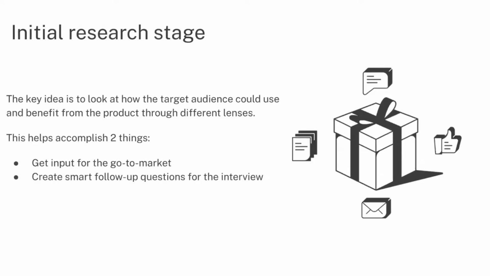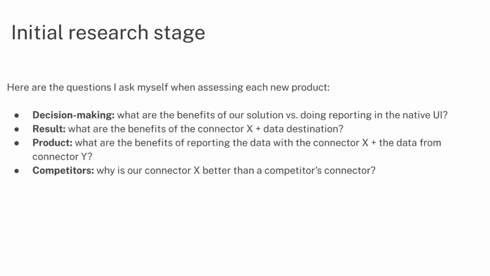So let's start with the first part, the initial research stage. The key idea here is to look at how the target audience could use and benefit from the product through different lenses, as I call them. This helps us accomplish 2 things. You can get input for the go-to-market strategy, your pricing and packaging, and you can create smart follow-up questions for the interview. So when you are in the interview, you should be able to operate within the same context as your customer. And here are a couple of questions I ask myself as a connector product marketing manager when I'm assessing each new product or each new connector we're about to launch in the market.